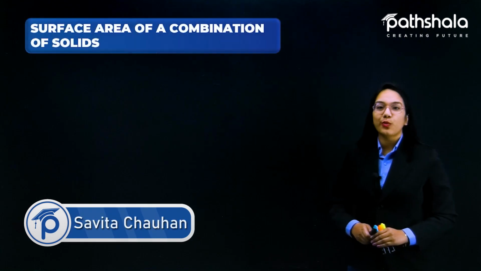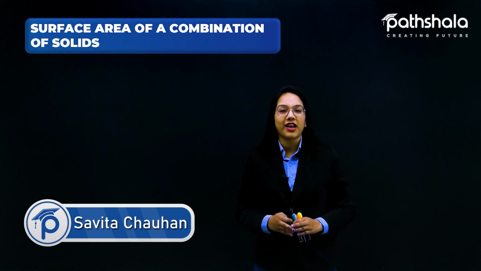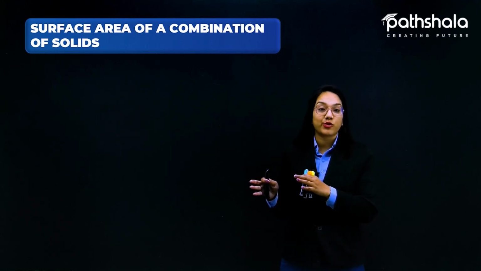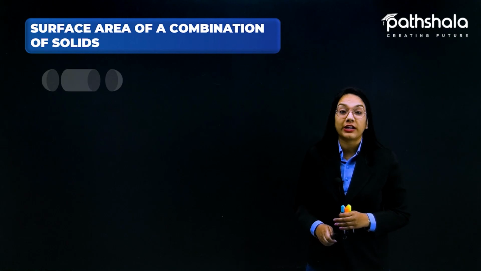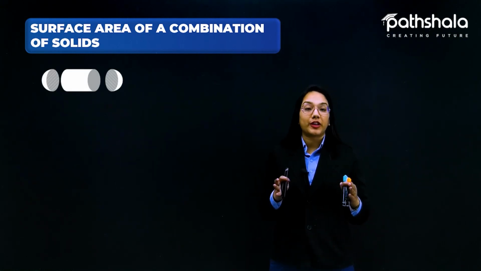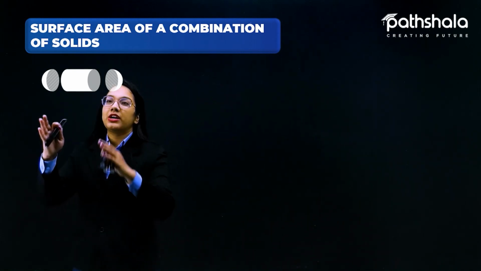So let's just start with the very first topic of this chapter, which is the surface area of a combination of solids. Suppose I take that previous container again, which was fitted on the tank. If I divide that particular container in such a formation, then it can be seen like this.